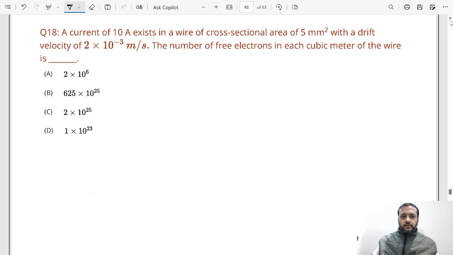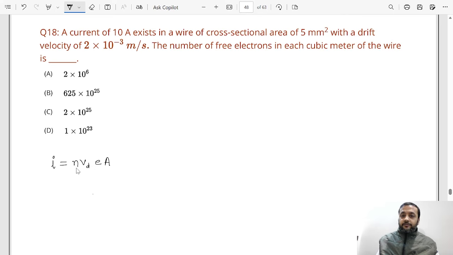Then in this question, there is a current of 10 ampere which exists in a wire of cross section 5 millimeter square. Drift velocity is 2 into 10 power minus 3. Find the number of electrons in each cubic meter of wire. Very formula based question. Remember that the relation between current and drift speed is I is equal to n into Vd into magnitude of the charge on the electron into cross sectional area.